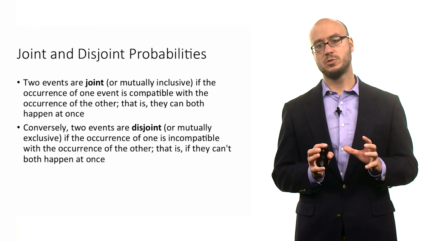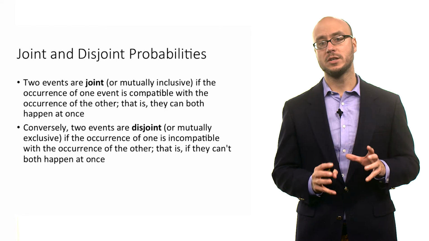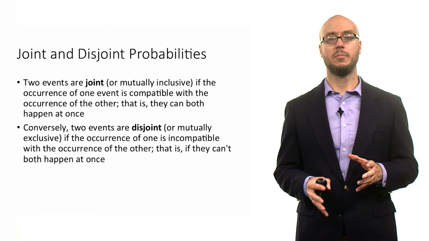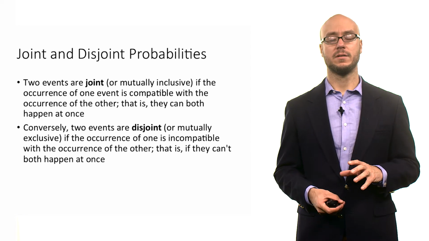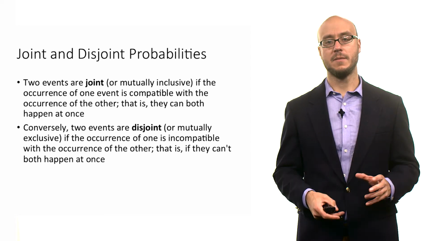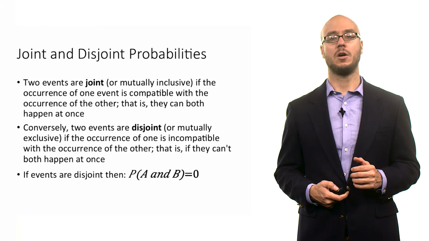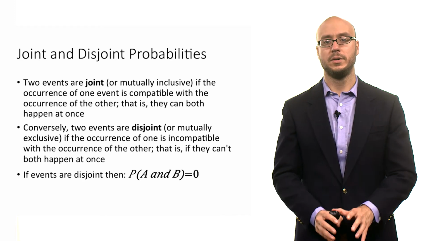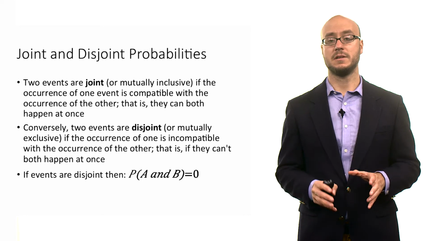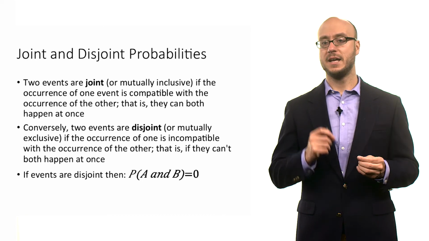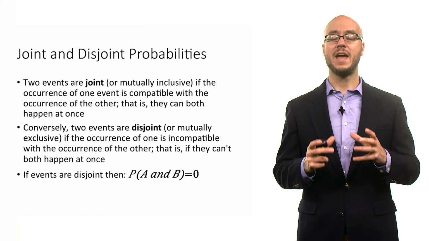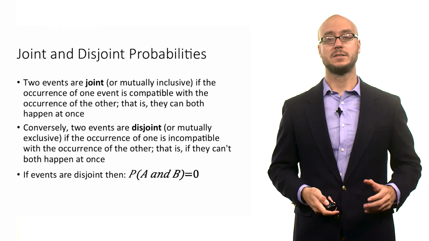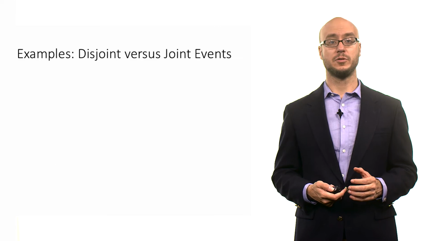We can talk about two events being disjoint or mutually exclusive if the occurrence of one is incompatible with the occurrence of the other. If they can't happen at the same time, two events, A and B, are disjoint. The joint probability of disjoint events is 0, meaning if you have event A and event B, the probability of A and B occurring together is impossible. It's 0. In that case, we would say that the two events are disjoint.